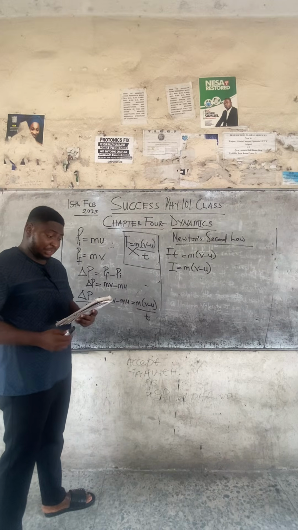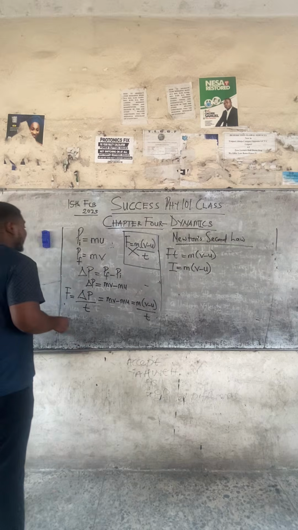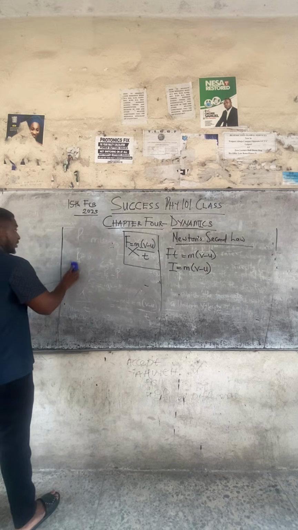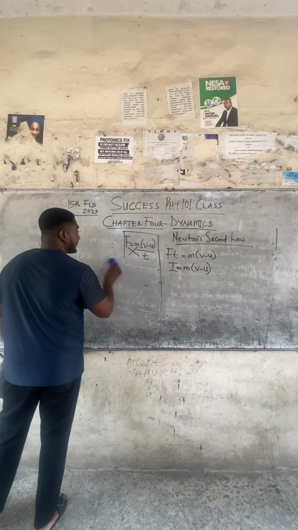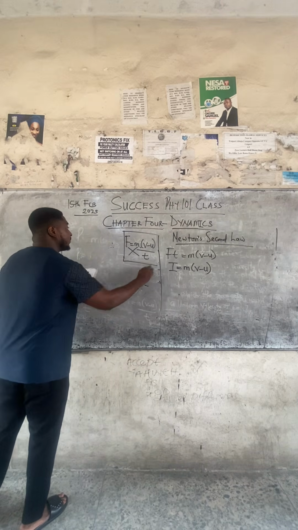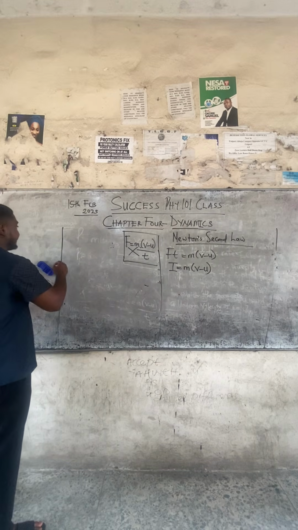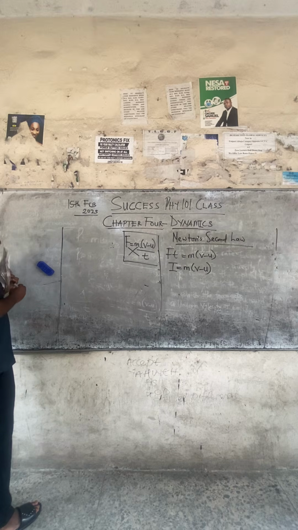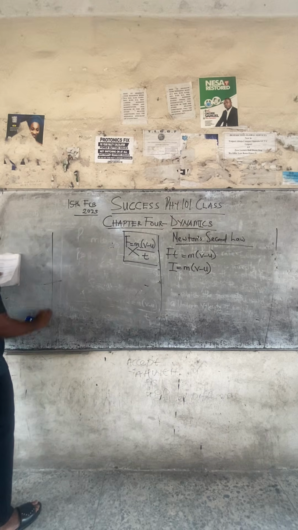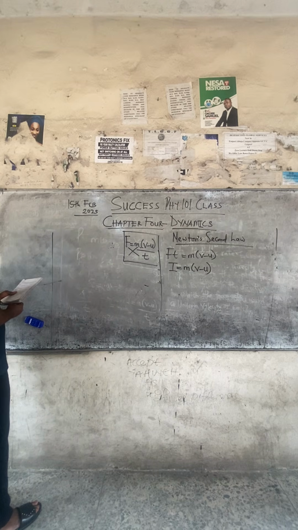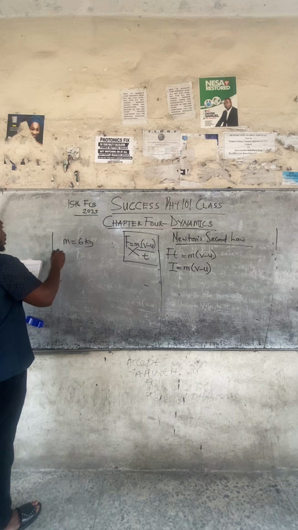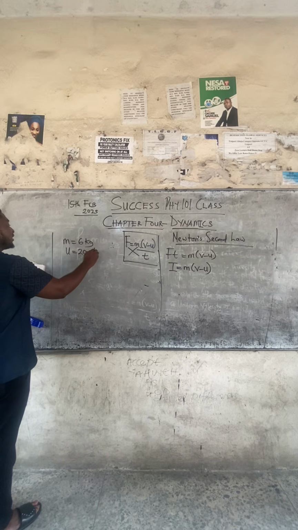A body of mass 6 kg, moving with a speed of 20 meters per second. Initial speed is 20 meters per second.